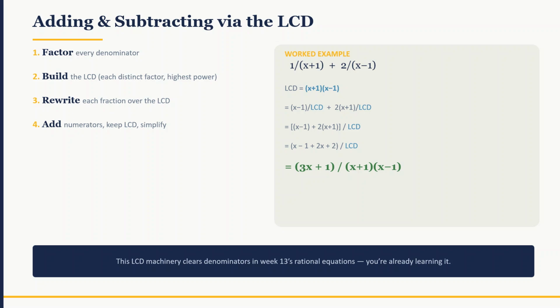A forward note. This least common denominator machinery is a prerequisite for next week's rational equations. Clearing denominators in something like 1 over x plus 1/2 equals 3/4 is exactly the same construction, just applied to both sides of an equal sign rather than across a single sum. The 4-step recipe you just learned generalizes directly.